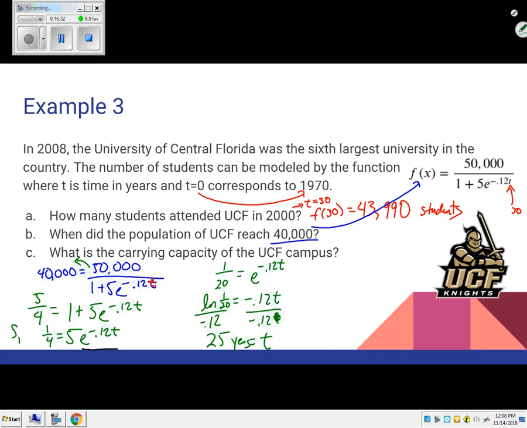So does that answer the question? When did the population reach 40,000? 25 years after 1970. So it would be the year of 1995.